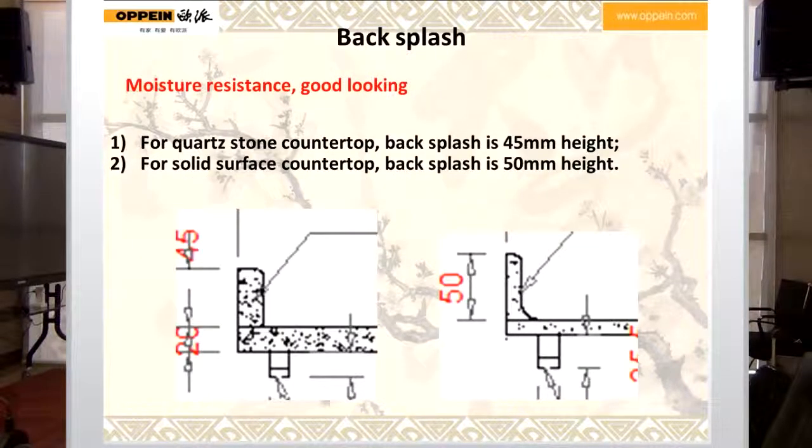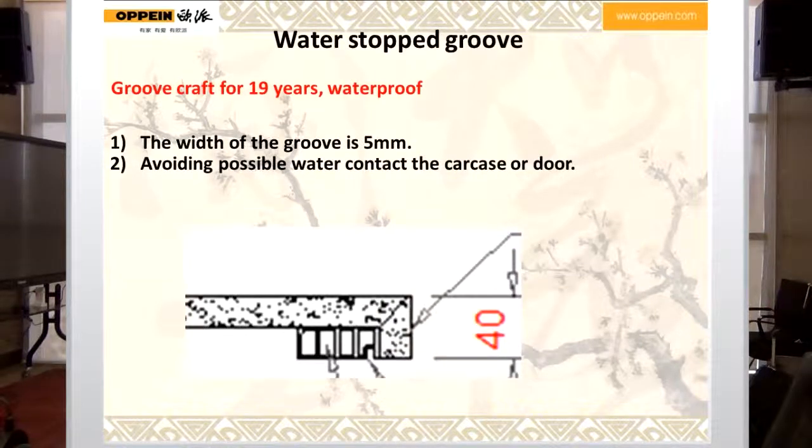Backsplash: extra protection, good looking. So for quartz stone, the backsplash is 45 mm high. For solid surface countertop, the backsplash is 50 mm. Water stop glue. This glue craft has existed for 19 years. Waterproof. The width of the glue is 5 mm. The purpose is to avoid possible water contact with the carcass inside or the door.